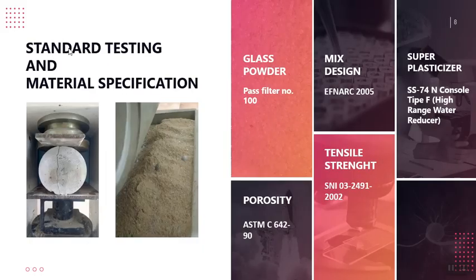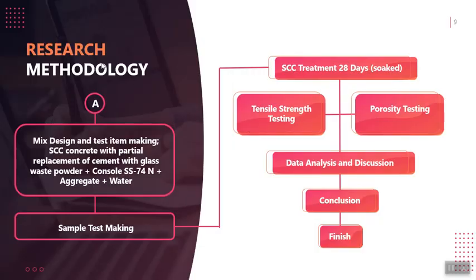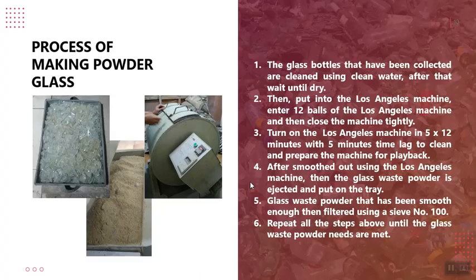And then this is the standard testing and material specification. There is glass powder, mix design, superplasticizer, porosity testing, and tensile strength testing. And this is the flow diagram of the research methodology.